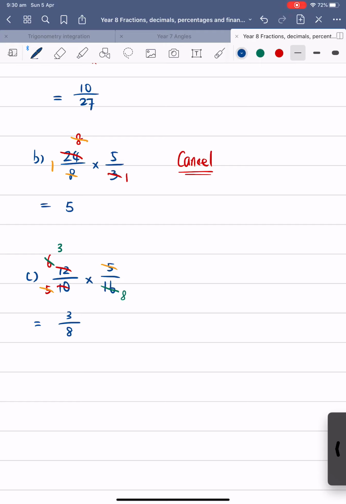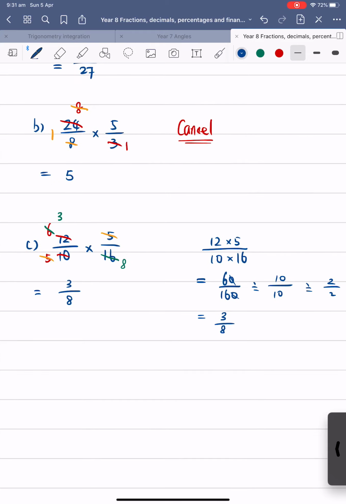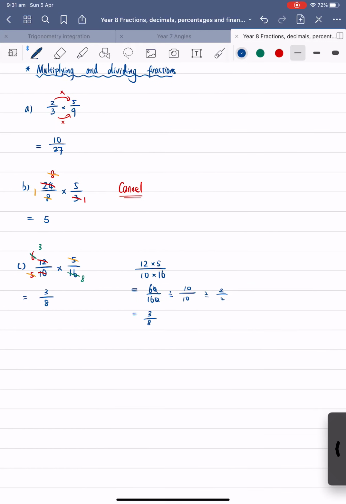As you can see, it's much easier than the alternative. Otherwise, if you don't simplify first, before multiplication, you are going to get 60 over 160. And then you start to simplify by dividing by the highest common factor. For example, you cross out the zeros, divide by 10 and 10, and then you have to divide by 2 and 2 to finally get to the same answer in the first place. So that's the way to do it for multiplication. Try to look for something that you can cancel before you multiply.